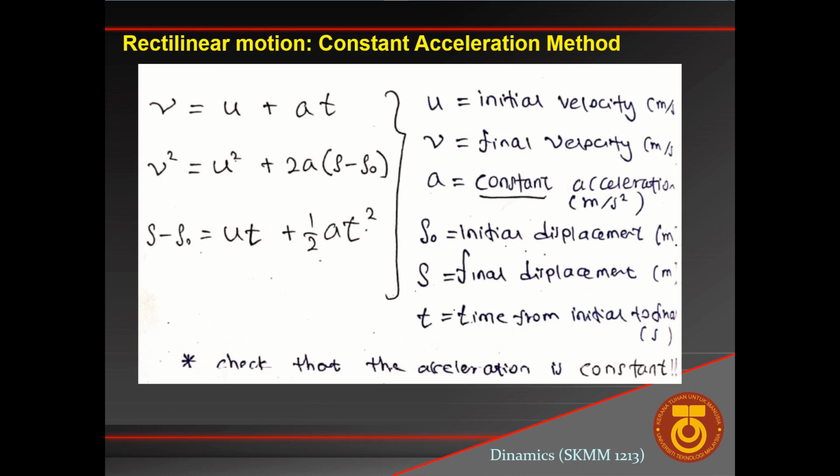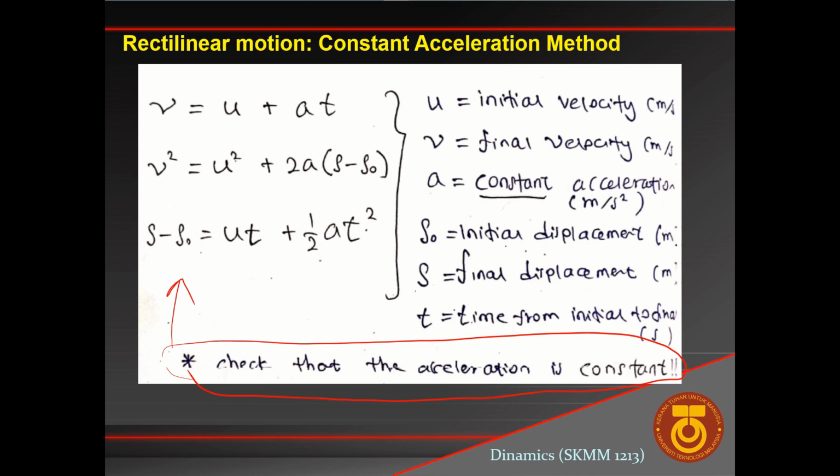So this is the final method, the third method that we can use to solve problems involving rectilinear motion, which is the constant acceleration method. We have three equations here, but the first thing to do is verify that the acceleration is constant. That's where the constant acceleration method comes in. All these three equations can only be applied if the acceleration is constant.